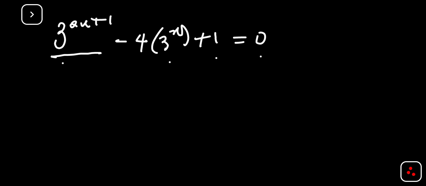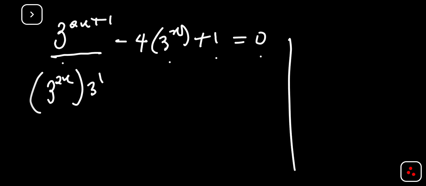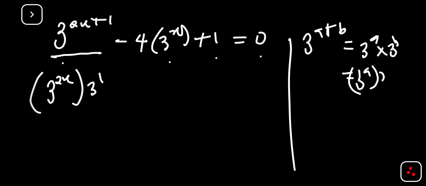We can simplify it as 3 to the power of 2x, all brackets 3 to the power of 1. And you understand that from the principle of indices, which says that if you have 3 to the power of a plus b, it is the same thing as 3 to the power of a times 3 to the power of b. It can also be 3 to the power of a, all bracket 3 to the power of b. And that's exactly what we did here.